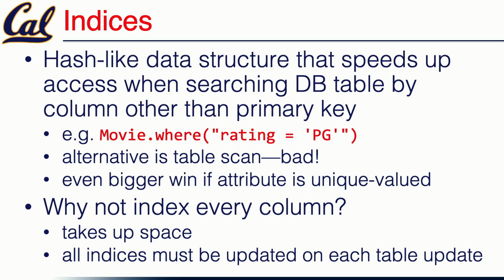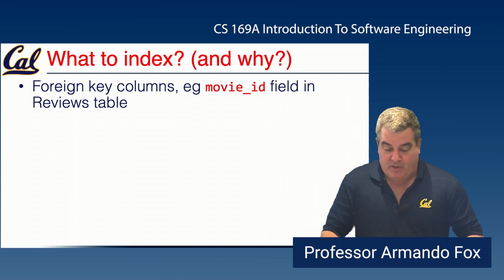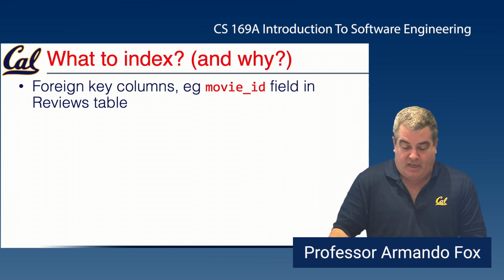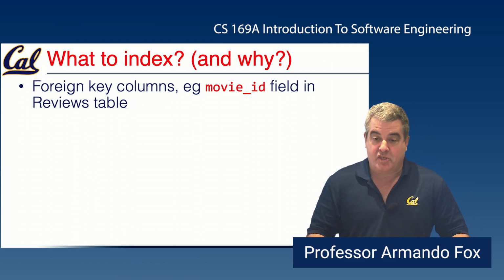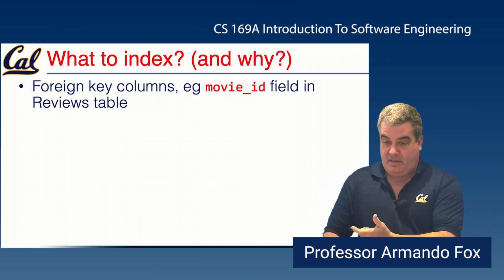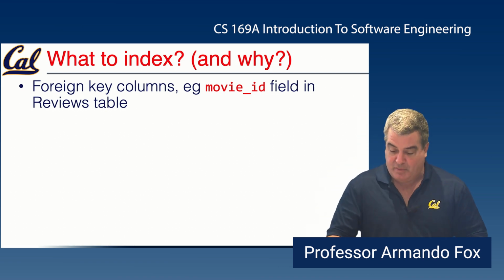So what should you definitely index and why? Definitely any foreign keys. So for example, if you have a reviews table with a movie ID field, then if you want to do things like being able to find reviews associated with a particular movie, you're essentially looking up a review by its movie ID, not by its primary key. So you want an index on that column, otherwise table scan.